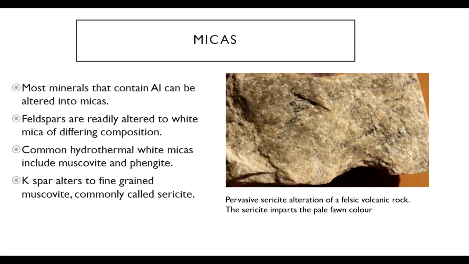So micas, they're an aluminous mineral, and they commonly break down from feldspars. The muscovite is the potassium-bearing variety. Well, most of them have potassium, but it's very potassic compared to biotite, which also has iron and magnesium. And if it's fine-grained, it's given another name just to make our life even more complicated. Instead of just saying fine muscovite, it's called sericite. So when you come across sericite, just know that that's a fine-grained muscovite.